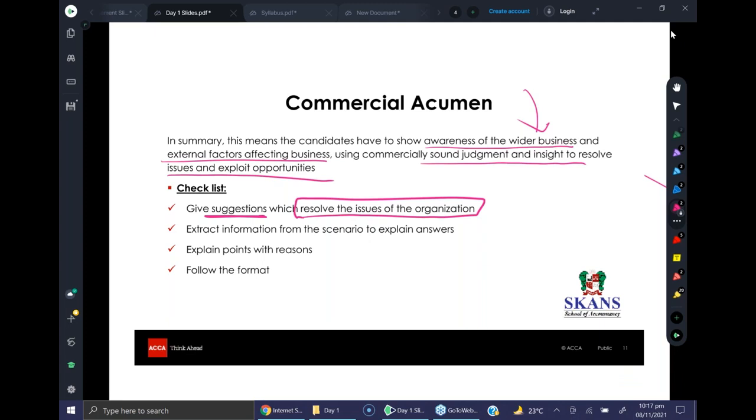So when you are asked a question and you have to demonstrate commercial acumen, you have to give suggestions which are logical, and according to the problem of the company in hand. All right, what else?